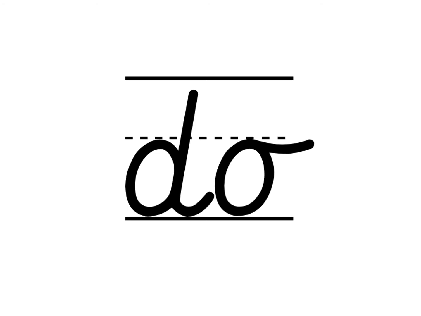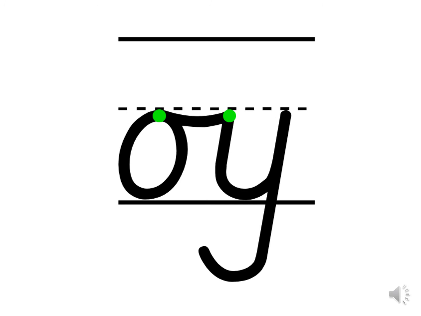Now look closely. I'm about to show you our new Phase 5 grapheme. I wonder if you can learn its phoneme with me. It is the digraph OI. Which two letters make the digraph OI?